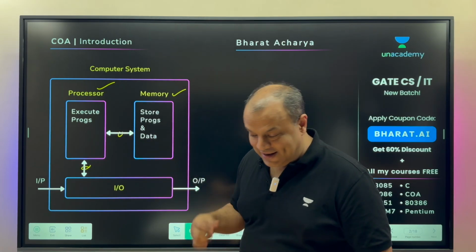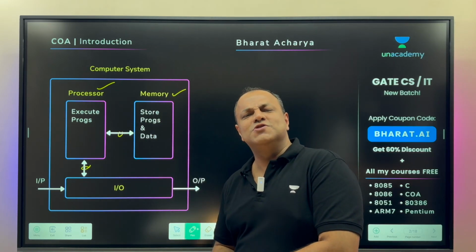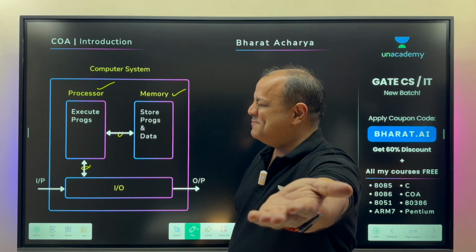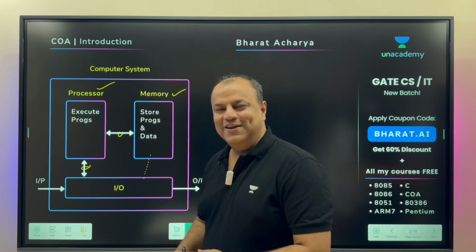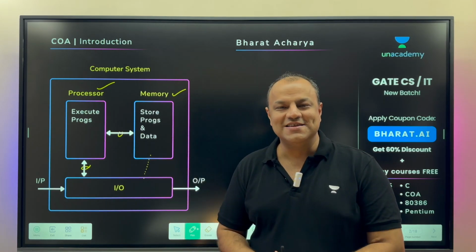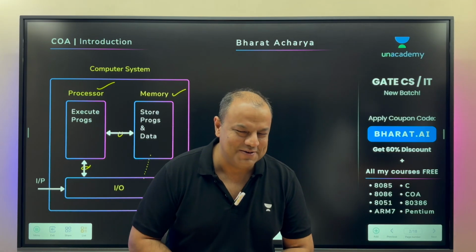Memory and I/O do not directly interact with each other unless you use a concept called, come on, DMA. This is what DMA is. You have this in your syllabus. Direct memory access, transferring data directly between memory and I/O.